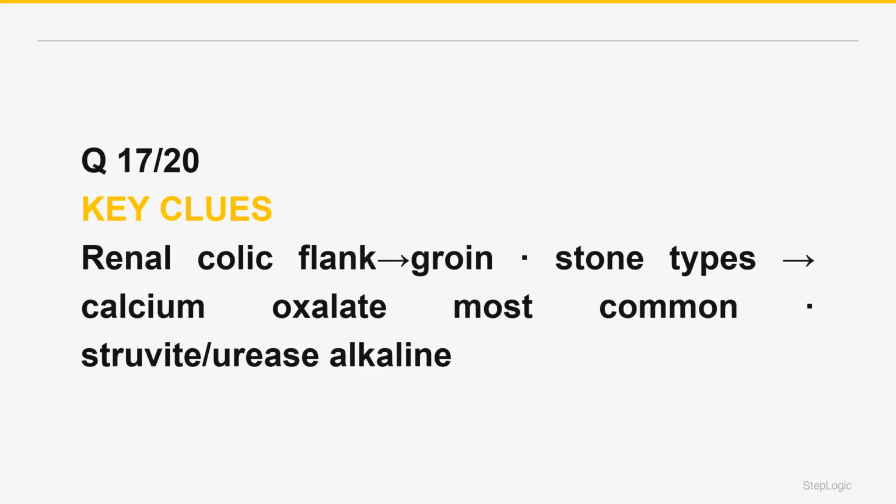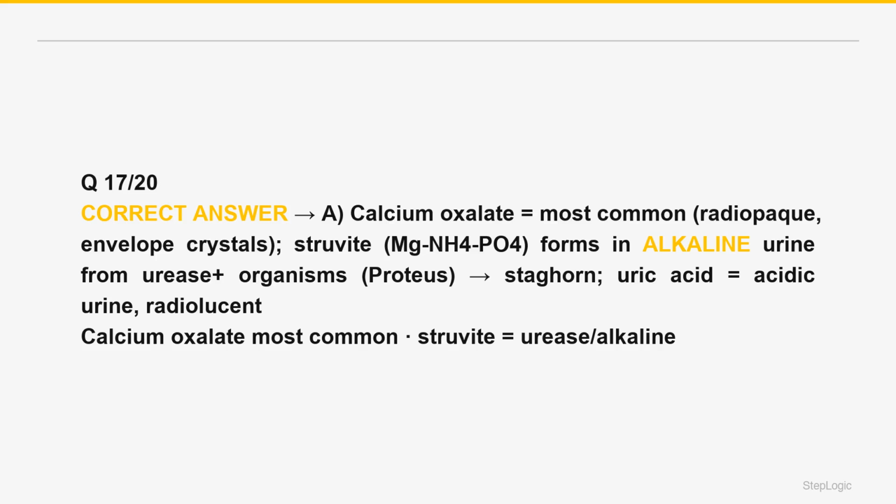This is nephrolithiasis presenting with classic renal colic: severe, colicky flank pain radiating to the groin with hematuria. The stone types are high yield. Calcium oxalate stones are the most common, about 75 to 80%. They are radiopaque, form envelope or dumbbell-shaped crystals, and arise from hypercalciuria and hyperoxaluria, including ethylene glycol, vitamin C excess, Crohn's disease, or hyperuricosuria. Calcium stones tend to form in normal to acidic urine. The correct answer is A.